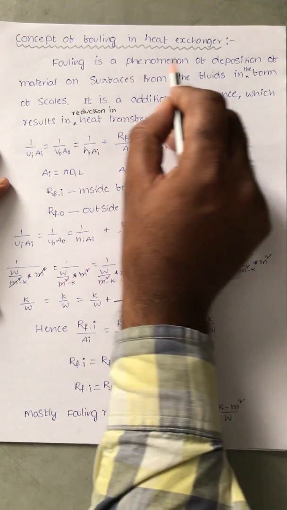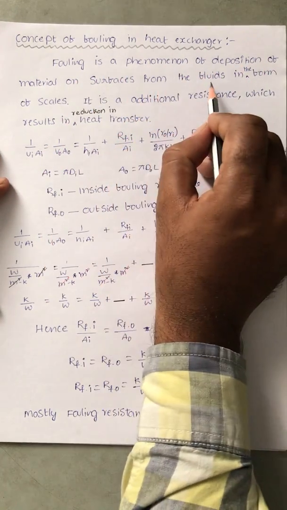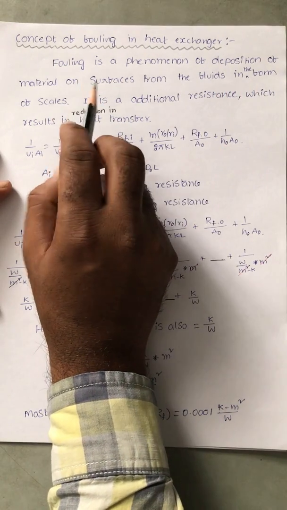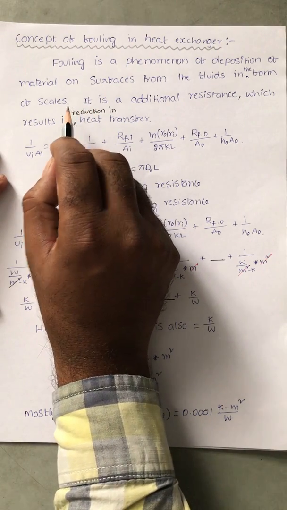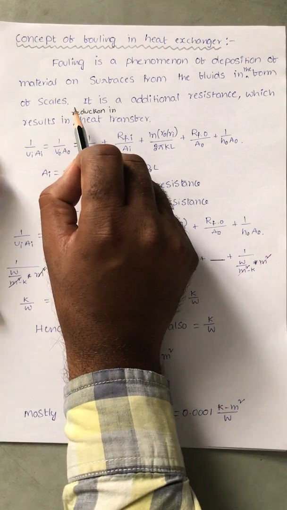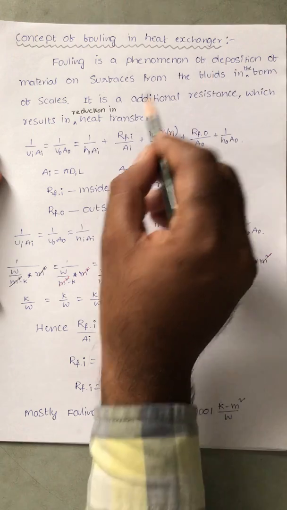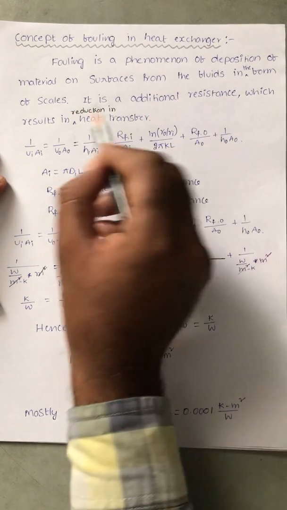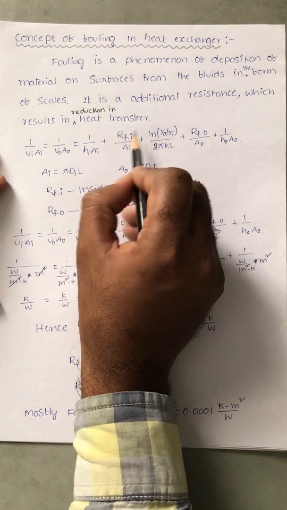See, fouling is a phenomenon of deposition of material on surfaces from the fluids in the form of scales. That means scales are formed sometime after usage of the heat exchanger. Some scales are formed inside the heat exchanger which will restrict the heat transfer. So scales means some kind of layers are formed because of the fluids itself. So these scales act like an additional resistance which results in reduction in heat transfer. The heat transfer is reduced.